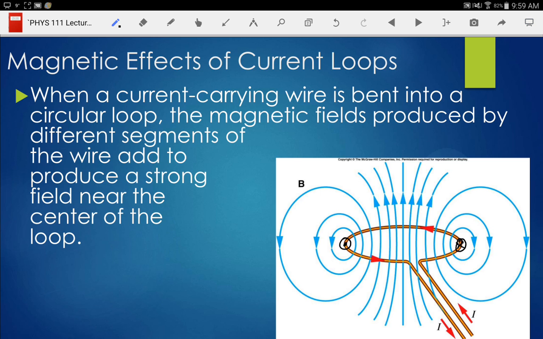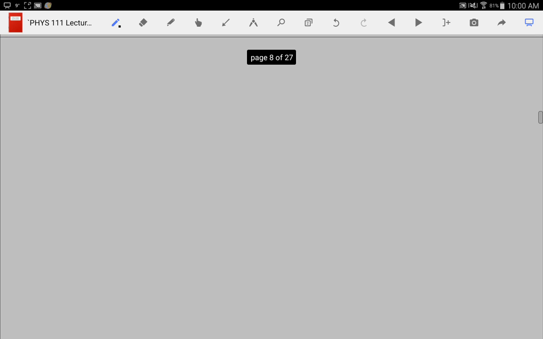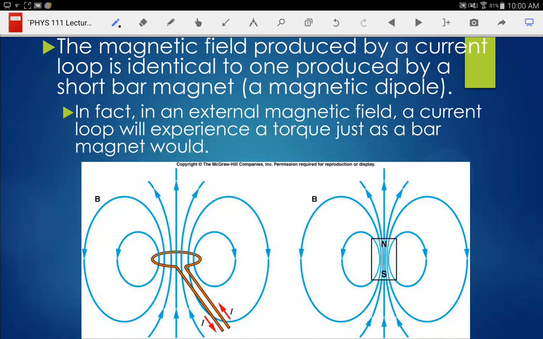So the more loops you have, the stronger the magnetic field you're going to make. Hence why with this device, I have a huge number of loops to make a much stronger magnetic field. And then I have the iron inside to then multiply again. And that's just saying it behaves like a magnet.